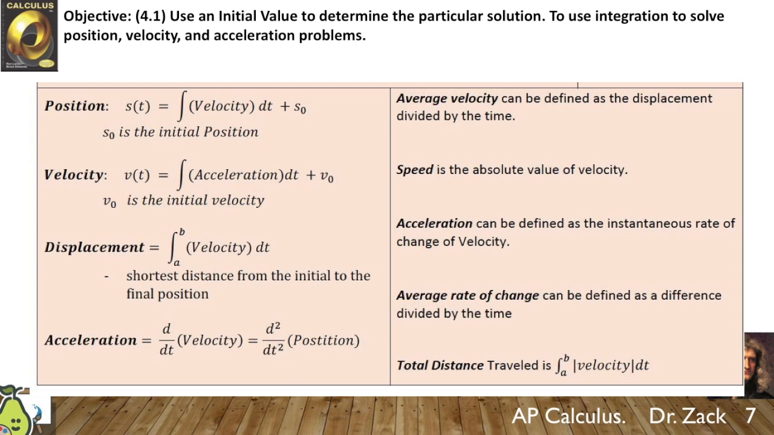Your position function is the integral of velocity, and then you add where you started. Your velocity function is the integral of acceleration, and then you add your initial velocity. Displacement is the shortest distance from your initial point to your final position. That's the integral of velocity. Now, there's a relationship. Acceleration is the derivative of your velocity, but that's the second derivative of your position.